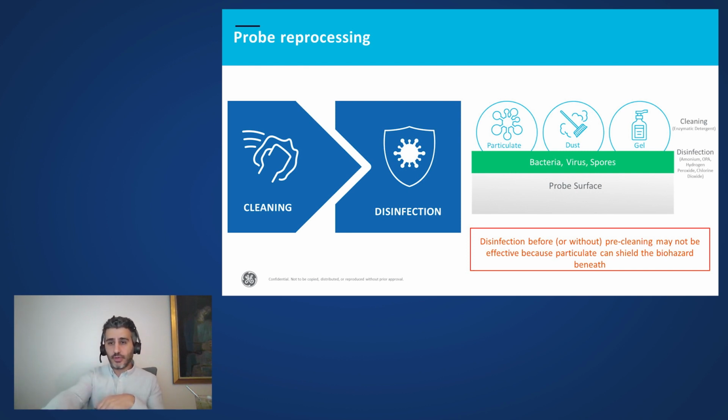Before we go through how you will disinfect your probe, I would like to highlight the importance of knowing the difference between cleaning and disinfecting. By cleaning, we mean you will take away whatever is seen by your eyes. So you use, for example, enzymatic detergent, you take away the gel, the dust, the particles you can see with your eyes. When that's done, you wait until your probe is dried. When your probe is cleaned and dried, only then you can do the disinfection.